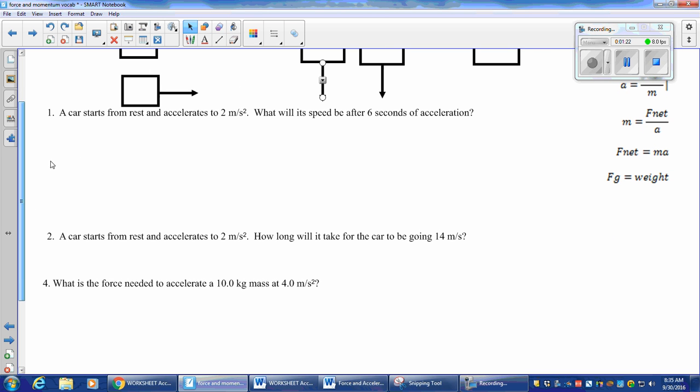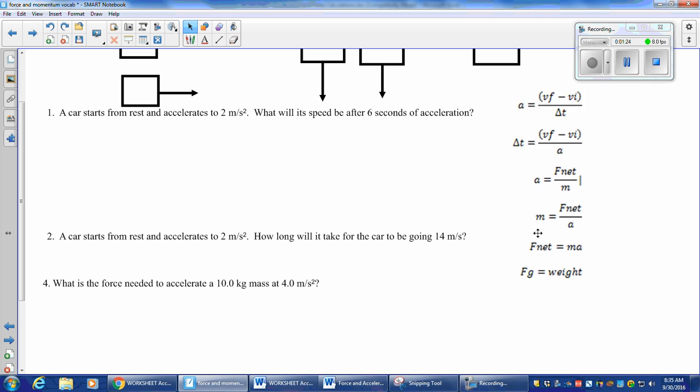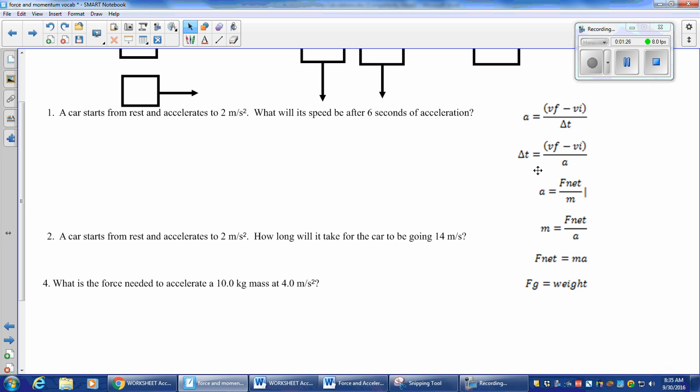Okay, here we're doing the GUESS method. So really we're going to use these equations. The acceleration equations rearranged, and then now we have force equations. Acceleration is force net over mass. Mass is force net over acceleration. Force net is mass times acceleration. This is also how you calculate weight, force gravitational, right? So force is mass times the acceleration due to gravity, okay?